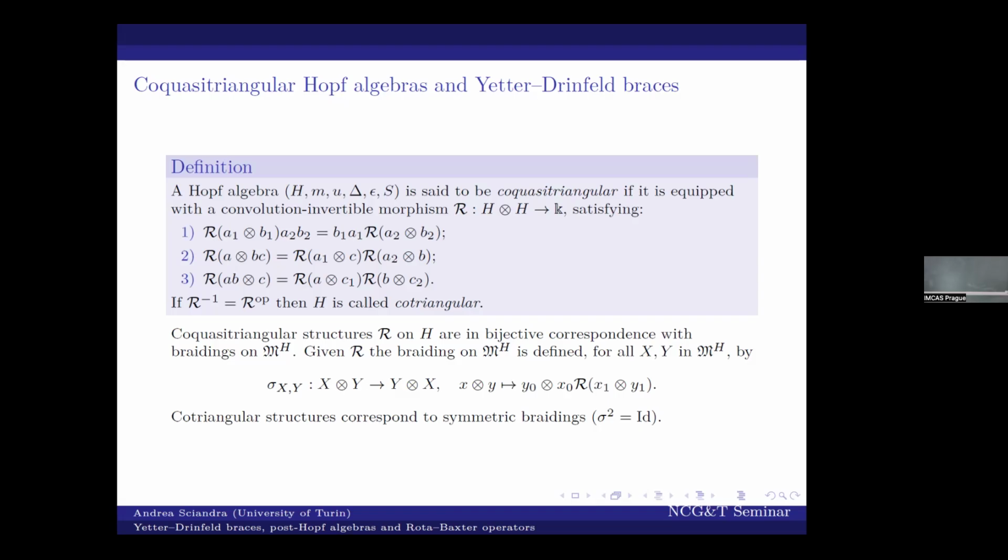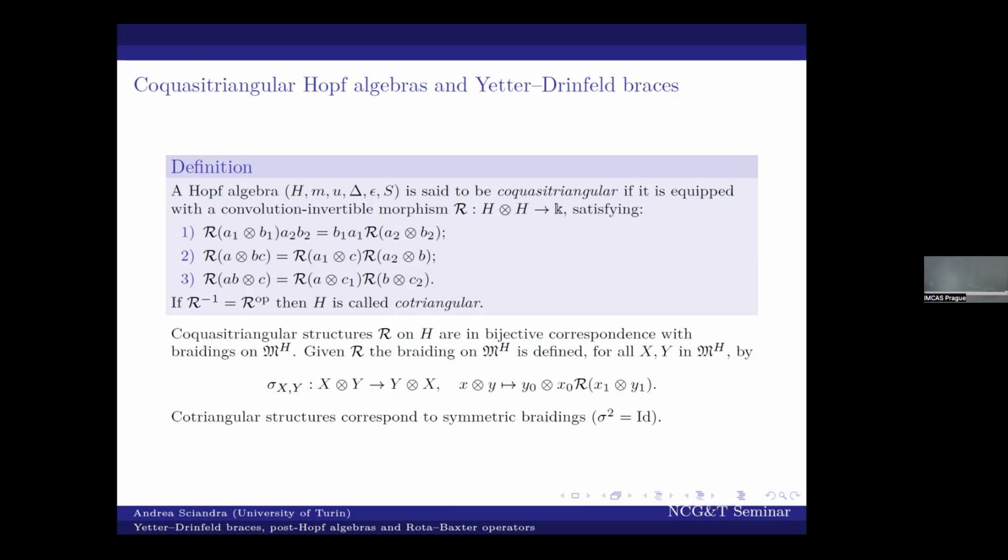And it is well known that co-quasi-triangular structures correspond to braidings on the category of comodules. Precisely, when you have an R, you can define a braiding in this way here, where you use the coaction of your comodules X and Y, and you use the R on the part which is in H. And co-triangular structures correspond to symmetric braidings, so to braidings which are involutive.